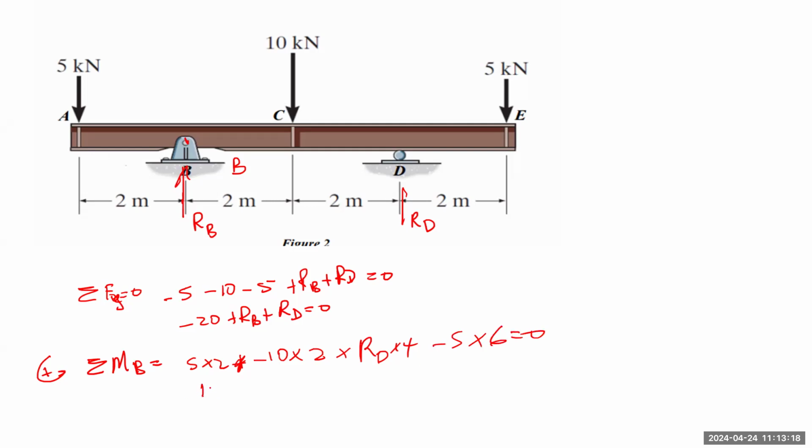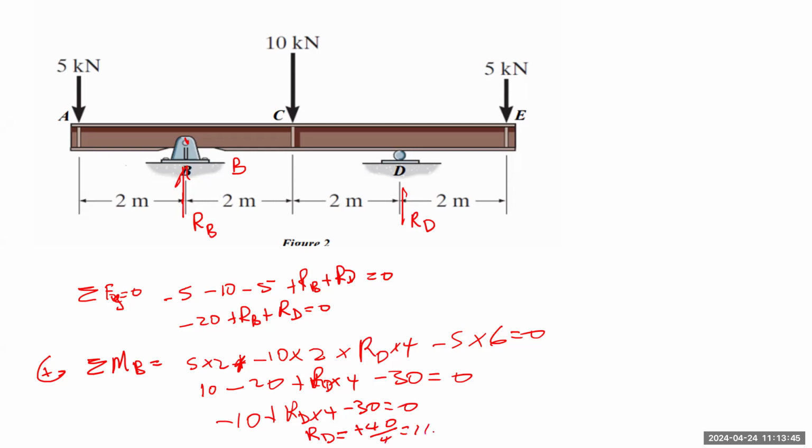And you just simply solve this. This will be 10 minus 20 plus RD times 4 minus 30 equals 0. So here you would get minus 10 plus RD times 4 minus 30 equals 0. For this one, you could just say RD is equal to 40 upon 4, so it's equal to 10. And then you just substitute it back in equation 1. So you would get RB equals 10 also, kilonewtons. So it's 10 kilonewtons. Just run through it quickly.